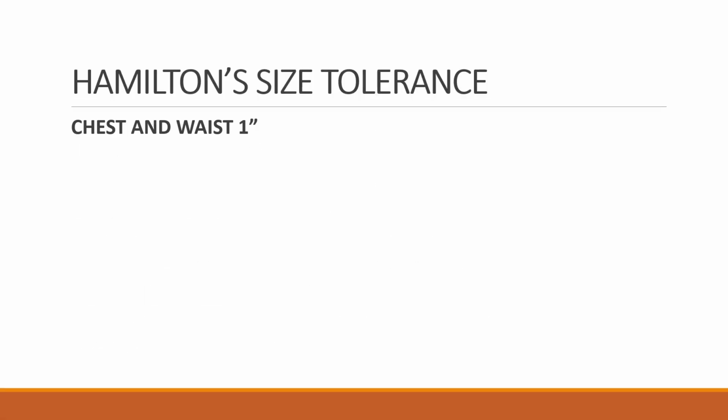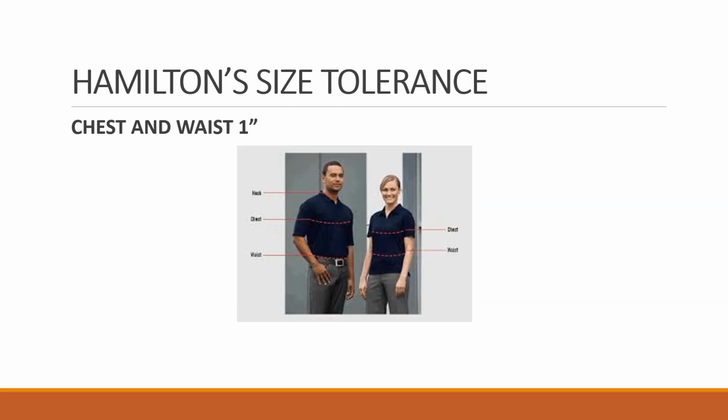There is also the chest and waist part. Chest and waist actually, 1 inch tolerance is acceptable. So you can see how the particular shirt will look. So 1 inch tolerance is there in Hamilton's size tolerance.